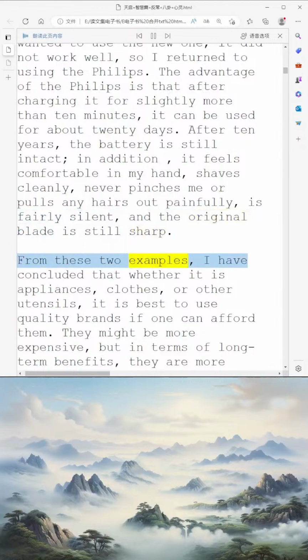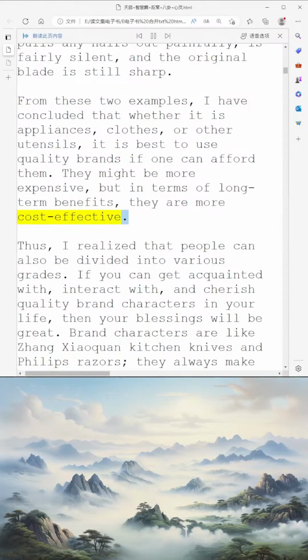From these two examples, I have concluded that whether it is appliances, clothes, or other utensils, it is best to use quality brands if one can afford them. They might be more expensive, but in terms of long-term benefits, they are more cost-effective. Thus, I realized that people can also be divided into various grades. If you can get acquainted with, interact with, and cherish quality brand characters in your life, then your blessings will be great.